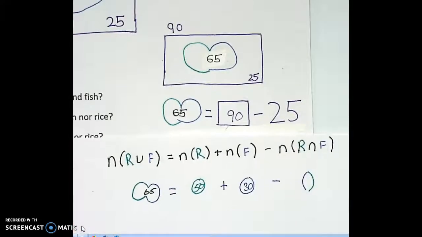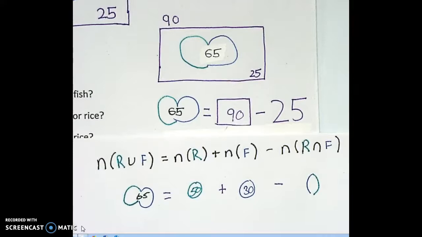The only thing left to find, anything with algebra, if you got a bunch of stuff and one unknown, we can find it. So let's go ahead and do some adding. 50 plus 30, help me out, Allison. 80. 80, thank you. I struggle sometimes.